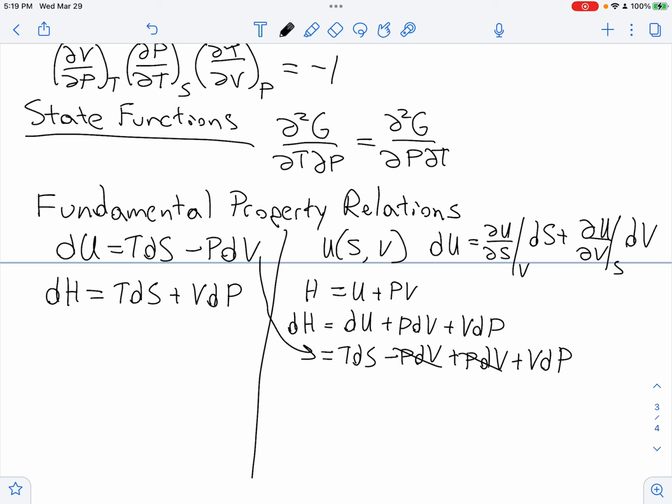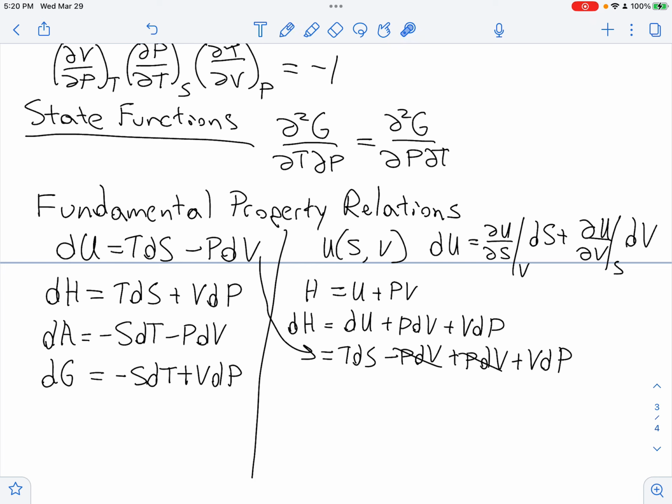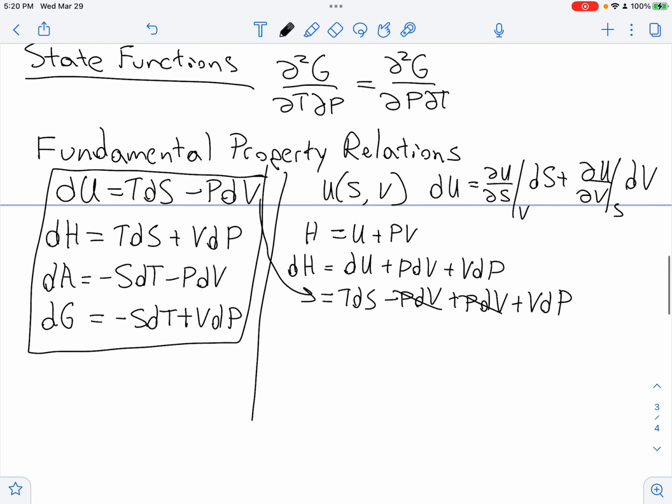Through similar analysis, I promised I would not try to derive every equation, but you can do similar things by defining A and G. dA is equal to minus SdT minus PdV. dG equals minus SdT plus VdP. And so, again, notice you have TdS, here you have SdT, here you have SdT, and this is unchanged, but for dG, you actually are flipping both the S and T and the V and P, and so G is a powerful function because its natural variables are temperature and pressure, which often are experimentally convenient variables.